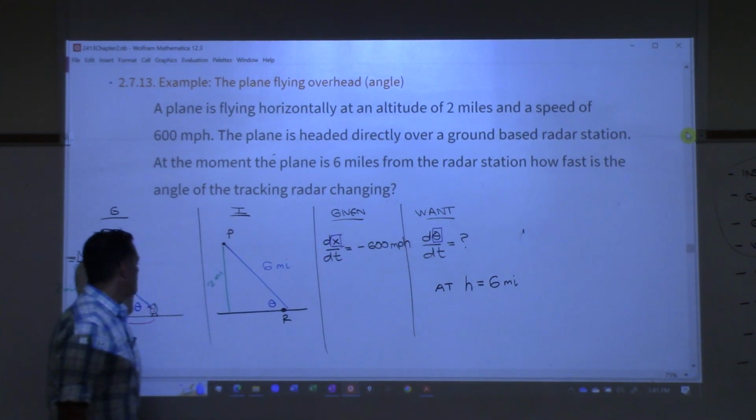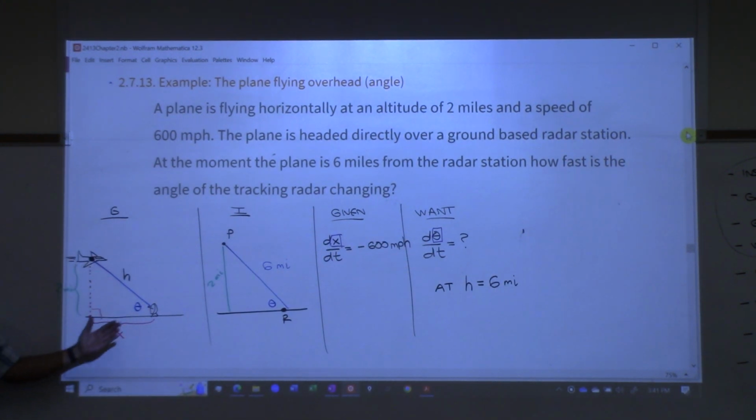So go to your general picture, look at this, and tell me if there's anything you can think of from your mathematical life that would connect theta and x together. Tangent. Trig function, right? Look, you've got a right triangle, you've got theta, you have the opposite side and adjacent side. The opposite side is 2, always 2. The adjacent side is x. And we are avoiding the h. We're trying to stay away from it.